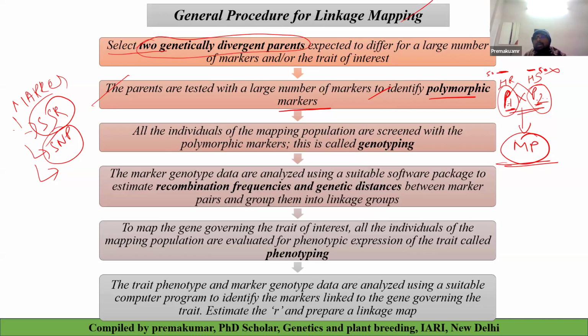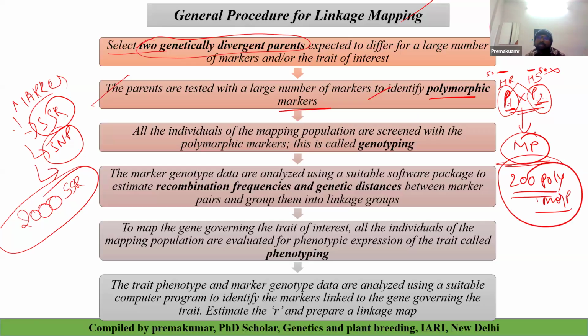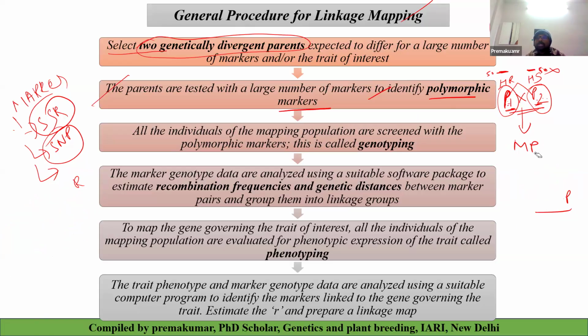We discussed this. After identifying polymorphic markers, for example, you run 2000 SSR markers. Out of 2000 SSR markers, you identify only 200 polymorphic markers. Use only those 200 polymorphic markers, and reject the other 1800 markers, which are monomorphic. After identifying the polymorphic markers, you have to genotype all the individuals. First, you have to run all 2000 markers between the parents.